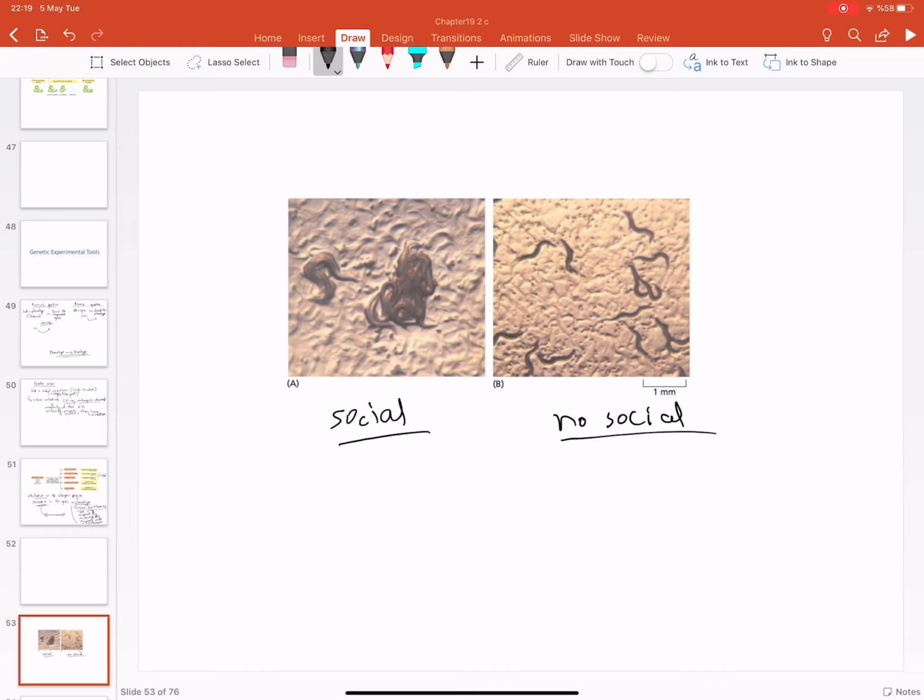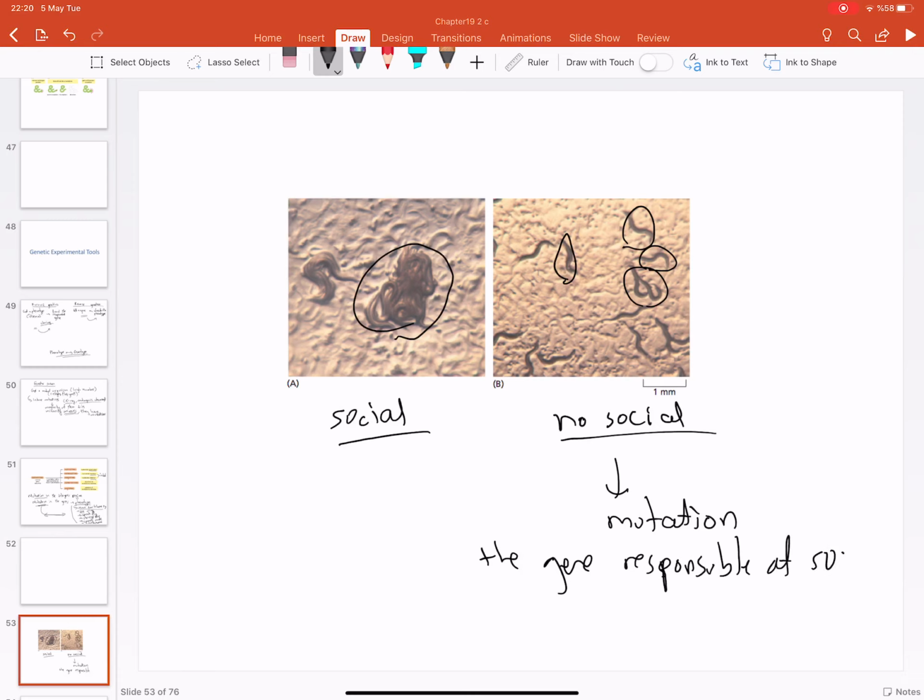So what is the mutation that caused these animals not to stay together, but to stay far away from each other? So go check the mutation, and voila, you're going to find the gene responsible for social feeding. I wonder if it has a counterpart in humans, and if it works in the same way. Okay, so this is how the screens work.